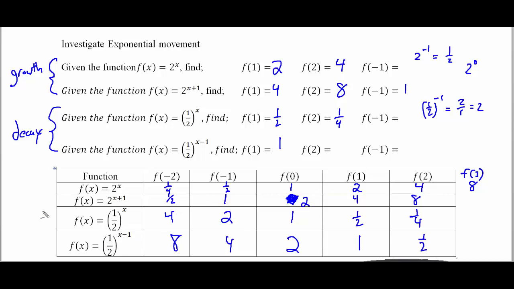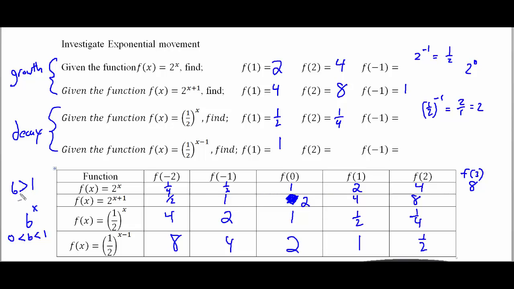So you can see that the decay problems are when your b term, which is being raised to the x power, this b is between 0 and 1, and here the b for the growth functions, where the b is going to be greater than 1. Which makes you think, like, what happens if b is exactly 1?